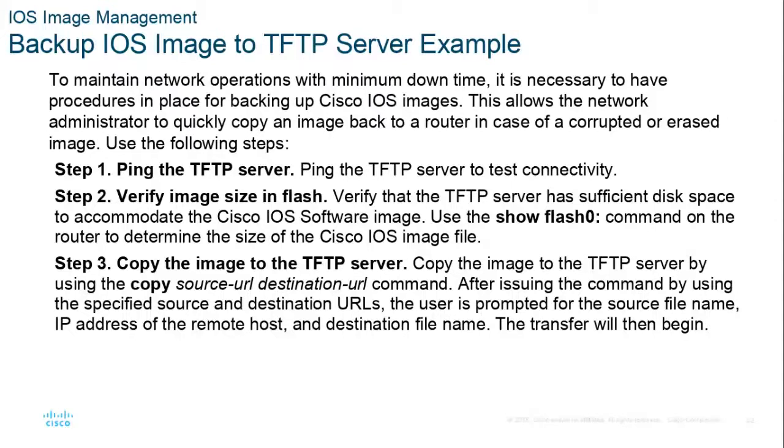Then we're going to copy to the TFTP server using the copy command, copy flash TFTP, for example, and then it'll query us: what's the IP address of the TFTP server, what's the file name of the iOS, and what do you want the file name to be on the destination server that's saving it? You usually want it to be the same, and then the transfer will begin. It may take a minute or two because it's a fairly big file.